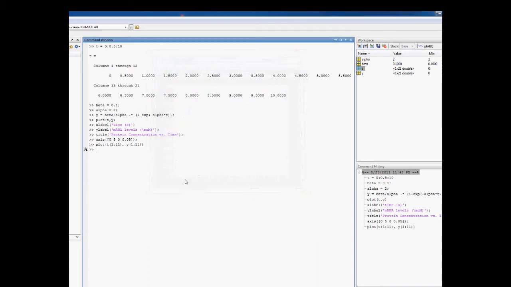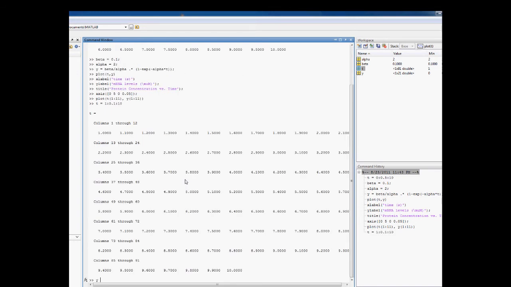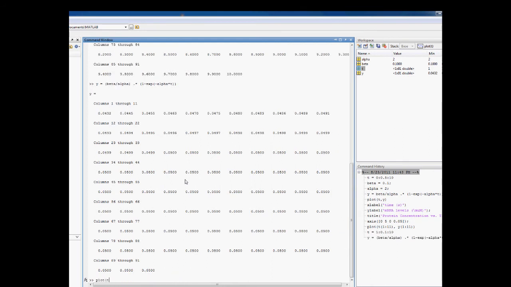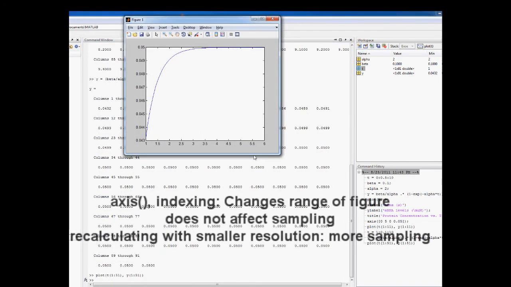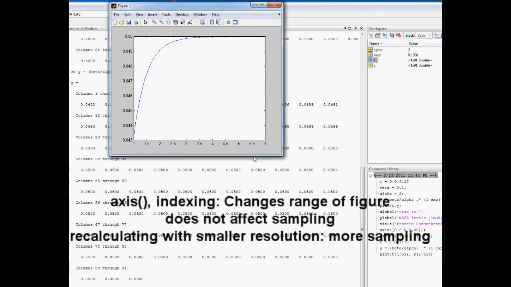Close Figure 1, and now type t equals 0:0.1:10, and y equals beta divided by alpha dot times 1 minus the exponent of minus alpha times t. And finally, plot(t(1:51), y(1:51)). Notice that the line is much smoother because there are more points to represent this function.